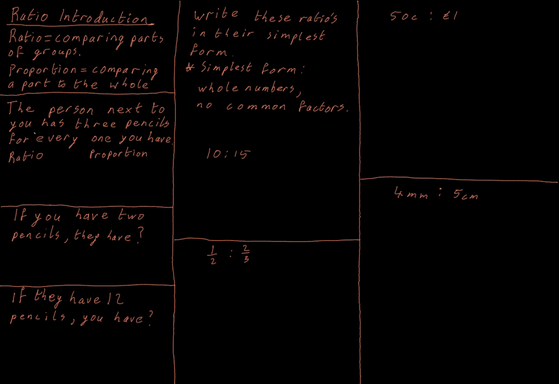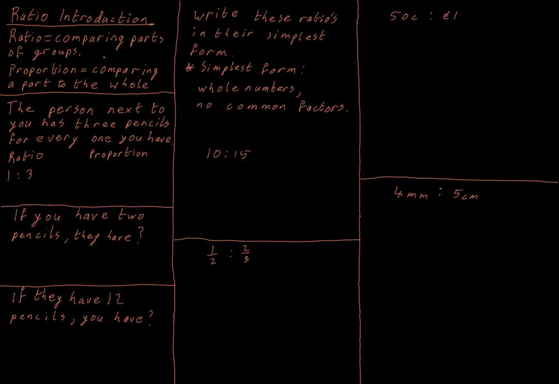The person next to you in class has 3 pencils for every pencil that you have. Let's write that as a ratio. For every 1 pencil you have, they have 3 pencils. So that's the ratio. I have now written that in mathematical language. I am comparing what you have to what they have. We have 2 members of our group: you have 1 pencil, they have 3. That's the ratio, the relationship between the two.